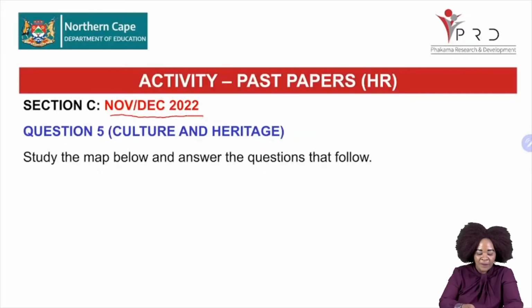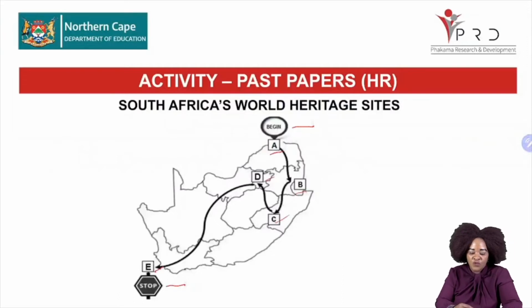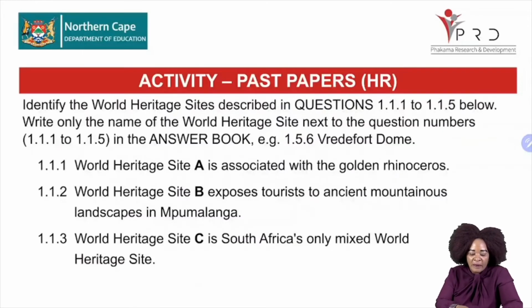Now let's see. You're supposed to study the map below and answer the questions that follow. Here is the map, grade 12 learners. There is begin there, there is stop here, there is A, B, C, D, and E. So you can see the map. It is South Africa's World Heritage Sites, the topic. And then now let us look at the questions.